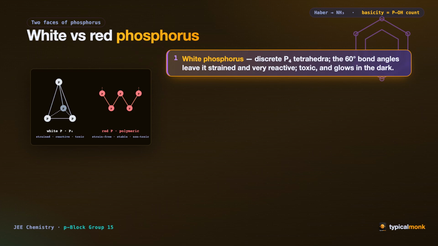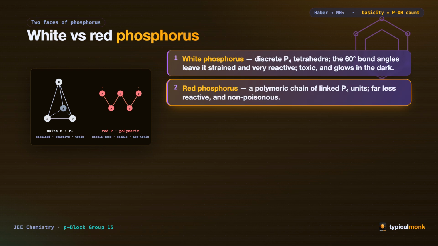The two faces of phosphorus, white against red. White phosphorus is built of discrete P4 tetrahedra. The 60-degree bond angles leave it badly strained, and so very reactive. It is toxic, and it glows in the dark. Red phosphorus is a polymeric chain of linked P4 units. It is far less reactive, and it is non-poisonous.